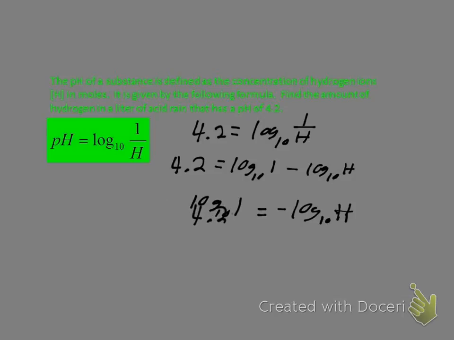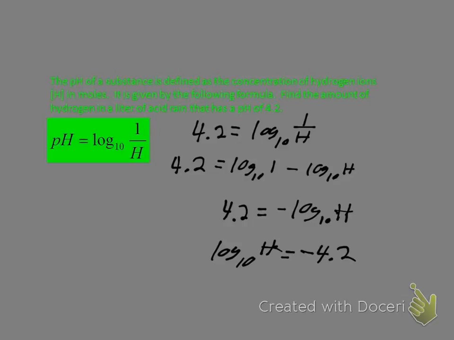And move my 4.2 to the other side. Okay, this step's a little involved, so listen up. I'm going to multiply both sides by negative 1, because I can't do a switch with a negative log. And I'm going to move my log to the left-hand side. So I'm going to multiply by negative 1 on both sides and flip the way I have the equation written. So I have log base 10 of H equals negative 4.2.